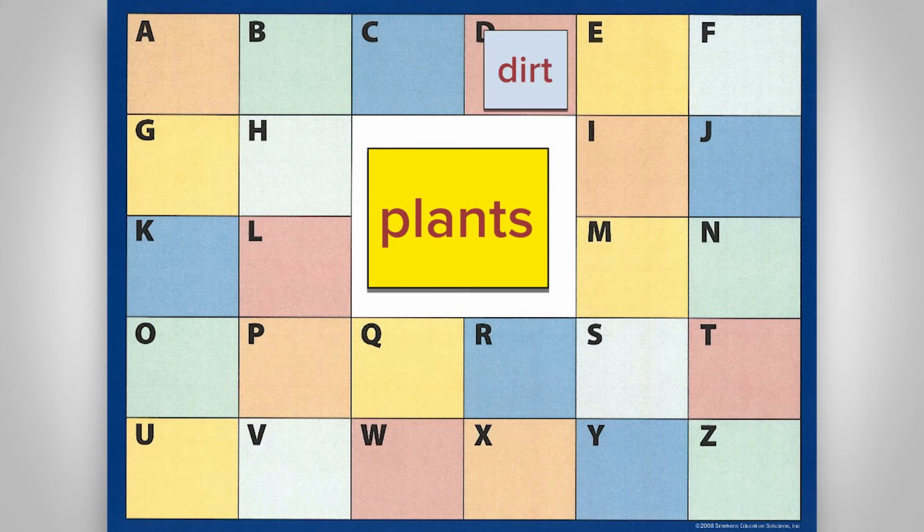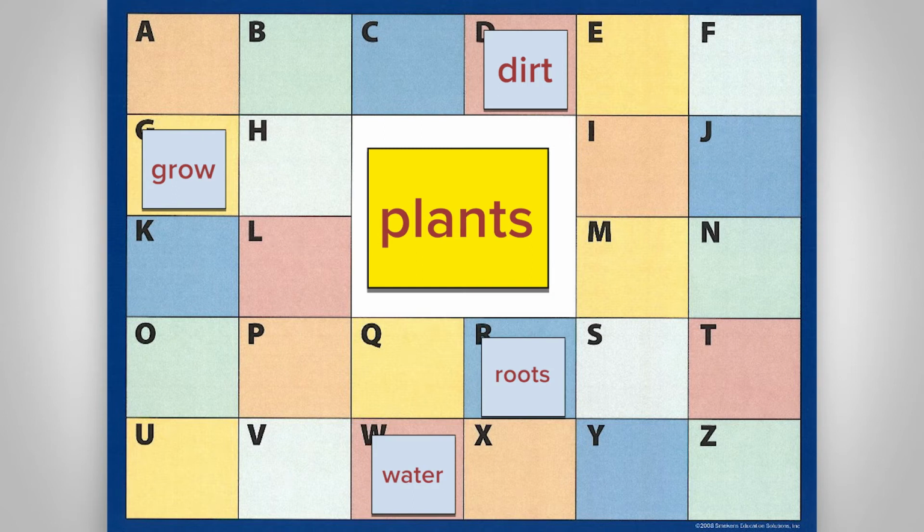Model how to consider what is known about a topic and jot individual details onto sticky notes or type them based on the first letter of each word. Emphasize that there are no right answers. Allow for details to be individual words or phrases.